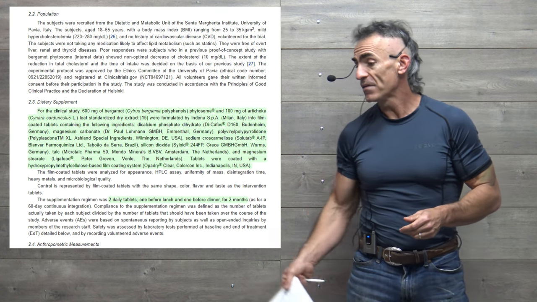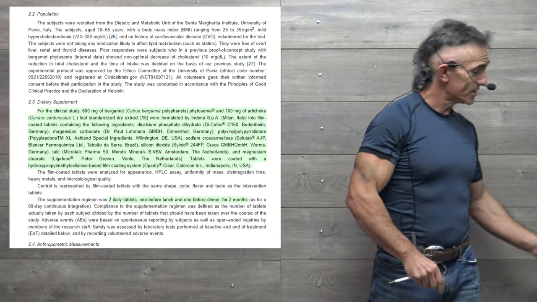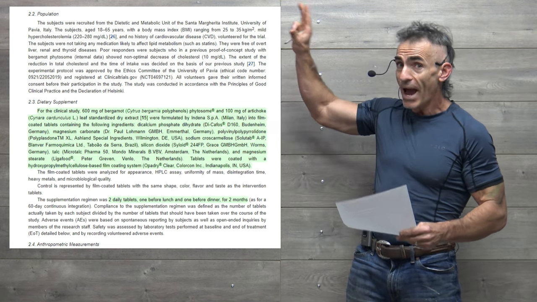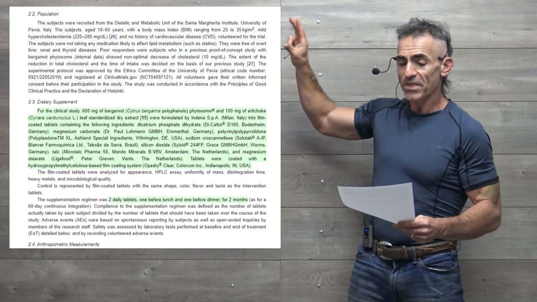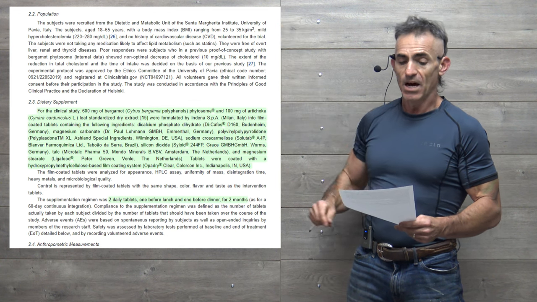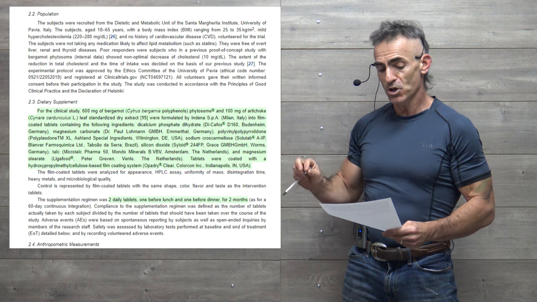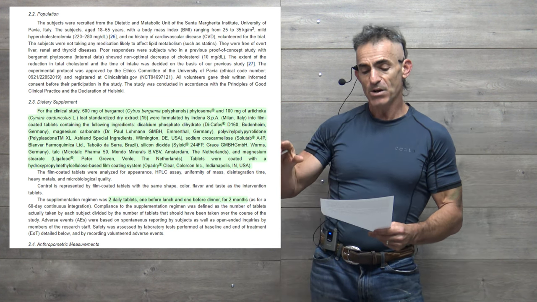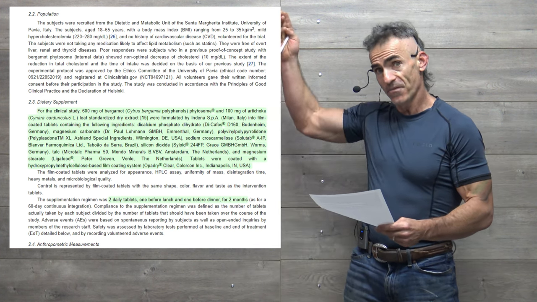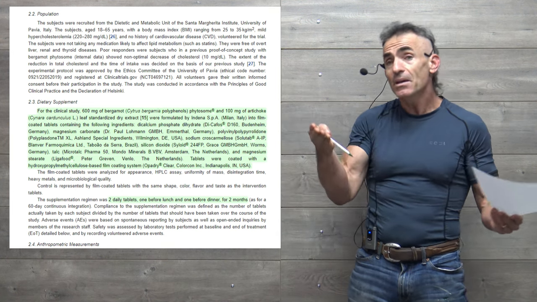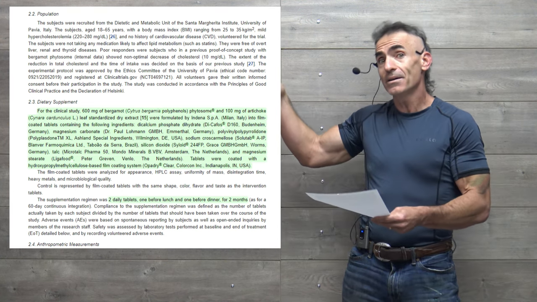Now, to give you a little bit of a breakdown real fast, this is the actual composition of what they supplied the individuals. For the clinical study, 600 milligrams of bergamot phytosome and 100 milligrams of artichoke standardized leaf extract were formulated, and it goes into the tablet formula. Not going to go through the whole thing. You can read it on your own. And I'm sure, possibly, it could be made even a little cleaner, but still just the same.